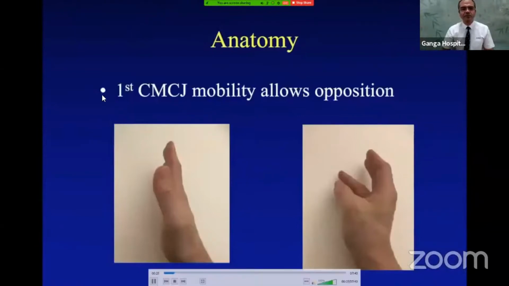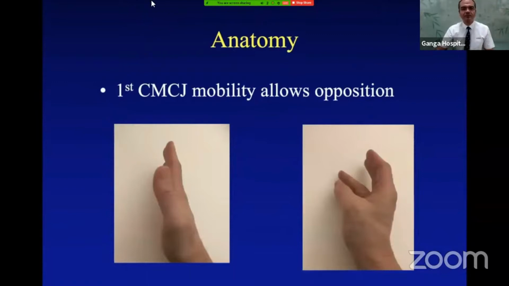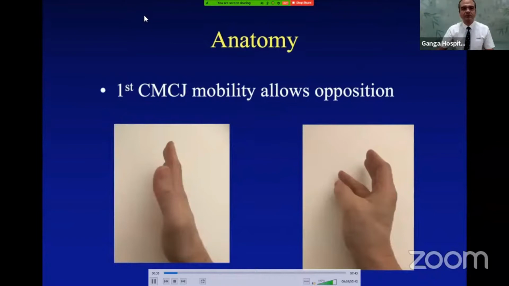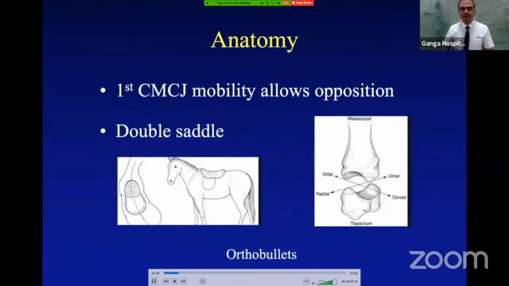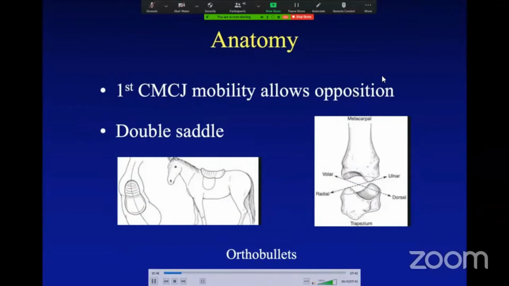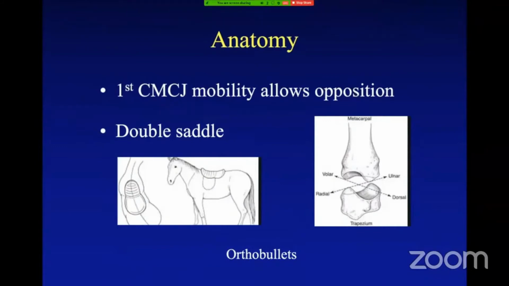The mobility of the first carpometacarpal joint is critical to hand function. Rotation allows thumb opposition, with my thumbnail rotating through 180 degrees in these pictures. This mobility is due to a double saddle configuration of the joint, although the saddle sits on a rather scoliotic horse.